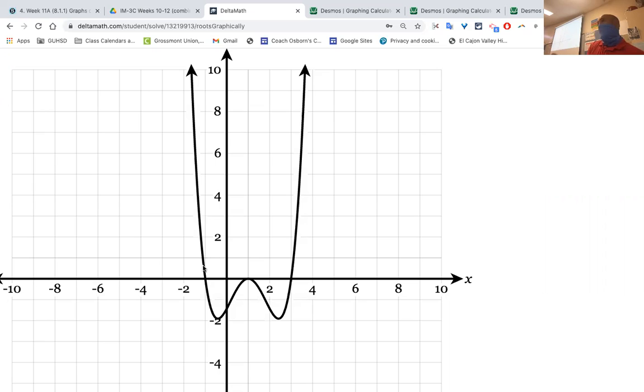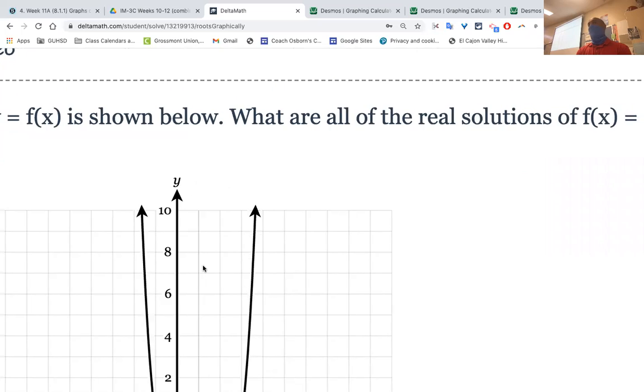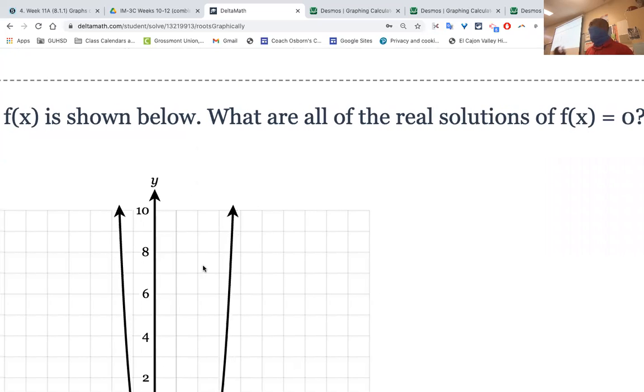So a root is the exact same thing. So if a question asks you for what are the roots, it's literally asking you what are the x-intercepts. If it asks you what is the solution, if you look up here, it says what are the real solutions? It's literally the same thing. So solutions, roots, x-intercepts are all the same thing, three different ways to say it.